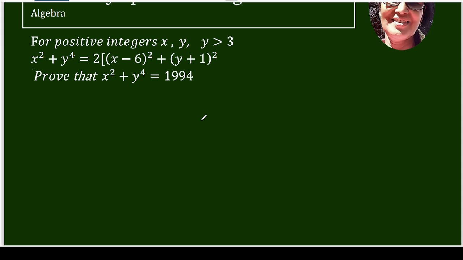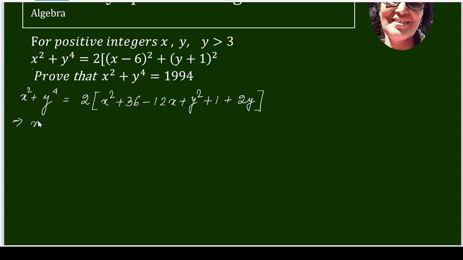So first I am expanding the equation given. x squared plus y to the power 4 equals twice (x squared plus 36 minus 12x) plus (y squared plus 1 plus 2y), or x squared plus y to the power 4 equals 2x squared minus 24x plus 72 plus 2y squared plus 2 plus 4y.